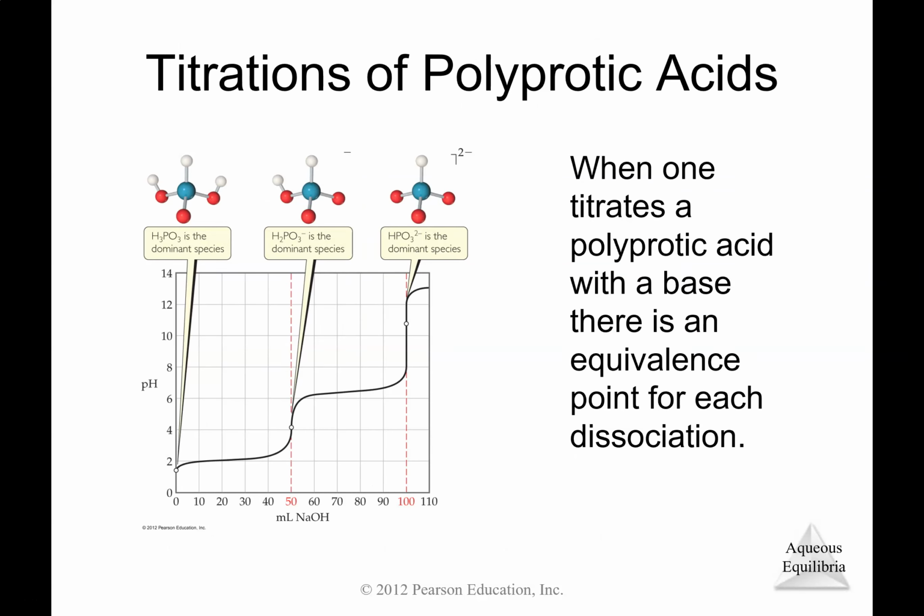Last topic for this video is polyprotic acids. Remember, poly means many, protic means protons. So many-proton acids. Here we have an example of H3PO3. What we see is that for every proton that pops off, there is an equivalence point. And as we go from the first one to the second one to the third one, our equivalence points are going to be higher and higher as far as pH is concerned. That's because as we remove protons, this thing becomes less acidic. Remove another proton, it becomes less acidic, and so on and so forth.